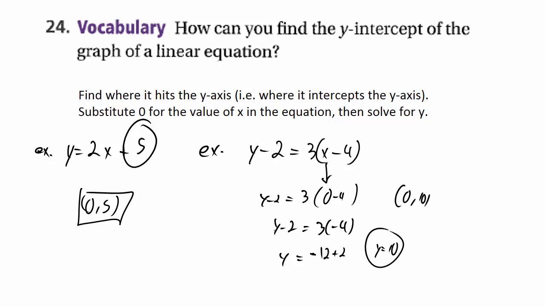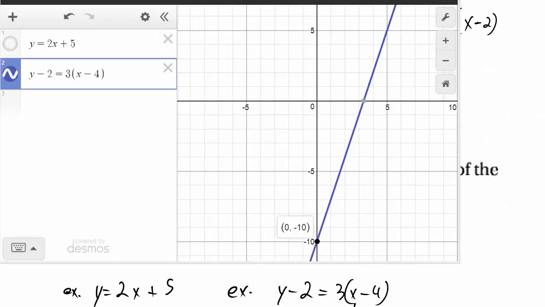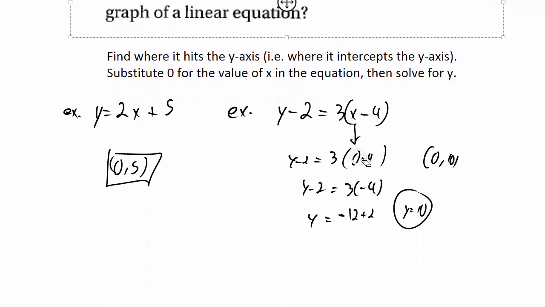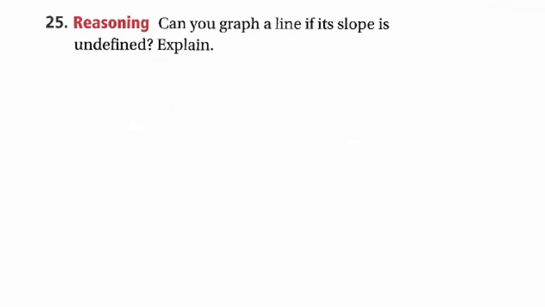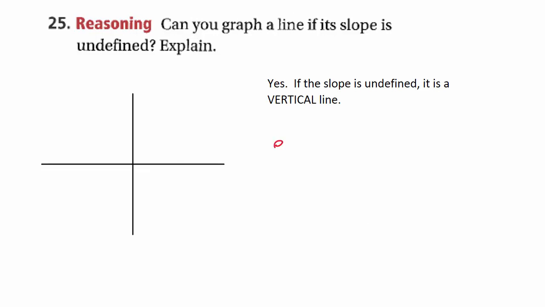I'm going to graph these equations just to confirm that I'm doing that right. So you see if it's in slope-intercept form, y equals 2x plus 5, there you go. The intercept is (0, 5). The other equation, there you go. The y-intercept is (0, negative 10). I should have a negative 10 written right there, not a positive 10. So the y-intercept is negative 10 for that one, because negative 12 plus 2 is negative 10.